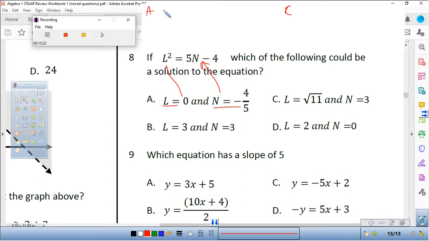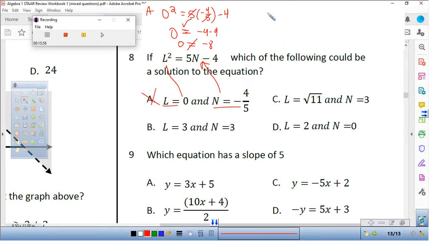Okay, so I'm going to plug in here. I want to have 0 squared is equal to 5 times negative 4 fifths minus 4. This is 0. All of this better give me a 0, if that makes sense. And they'll be equal, it'll be true, and that'll be my answer. You can type this in the calculator. I multiply this times this, they cancel out, and I'm left with negative 4 minus 4. That 0 is not equal, so that one's not it.